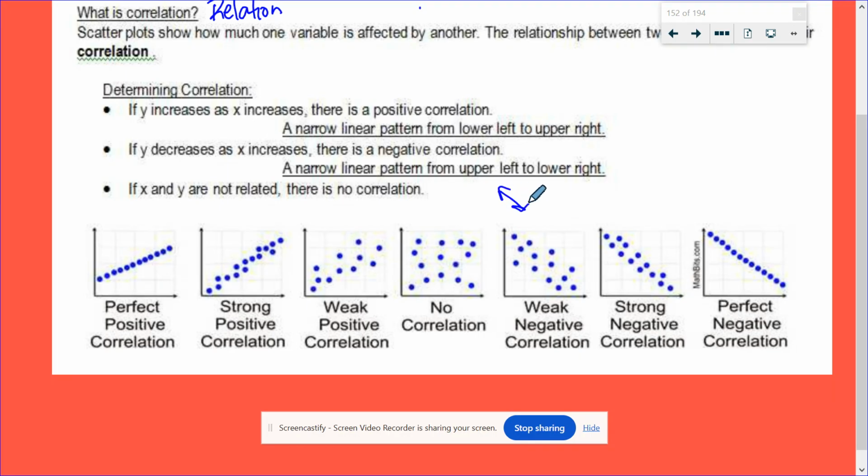Remember when we graphed lines, any line that went in this direction had a negative slope. Any line that went in this direction had a positive slope. Well, the same happens for correlation. The points that tend to go from upper left to lower right have a negative correlation, or we could almost think of it as a negative slope. So negative correlations work just like positive correlations, where we could have weak, strong, or a perfect negative correlation.